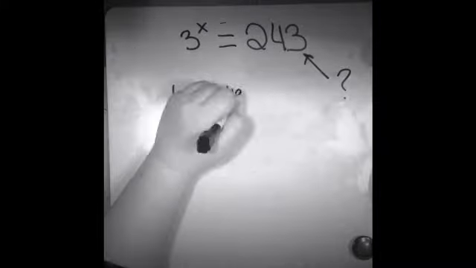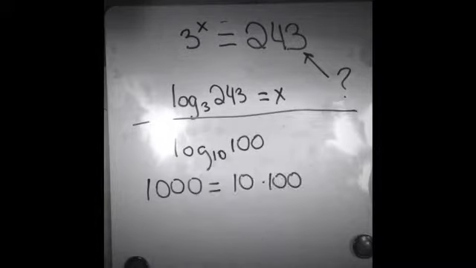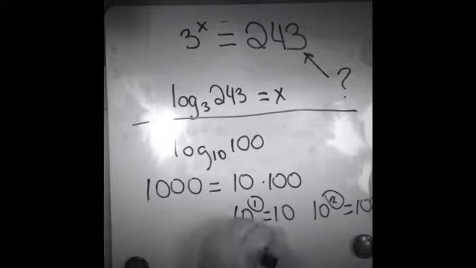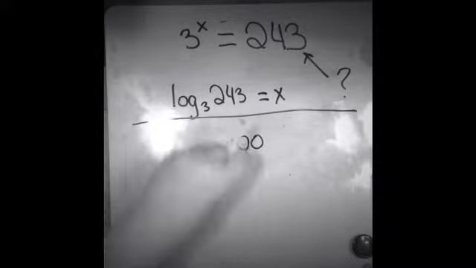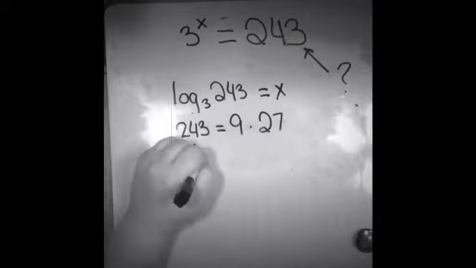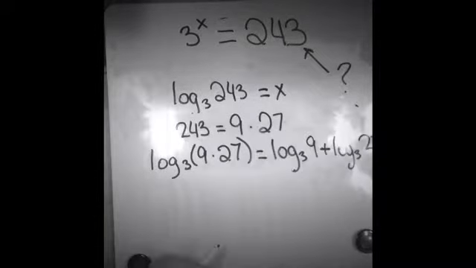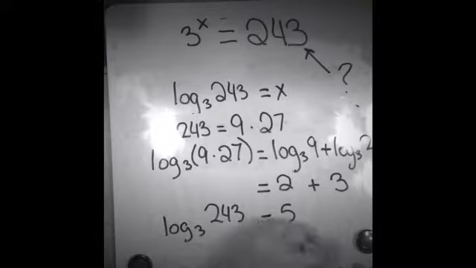3 to the x equals 243. What's x? Since I don't know many powers of 3, I'm going to break this up. To show how this works, here's something easier, a power of 10. You can use the exponents on smaller powers to find bigger ones. So for our example here, 243 is 9 times 27, so we can say log base 3 of 243 equals log base 3 of 9 plus log base 3 of 27, so 2 plus 3, or 5, so 3 to the 5th equals 243. Here's another.